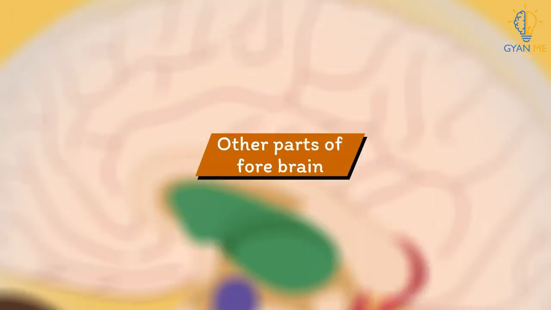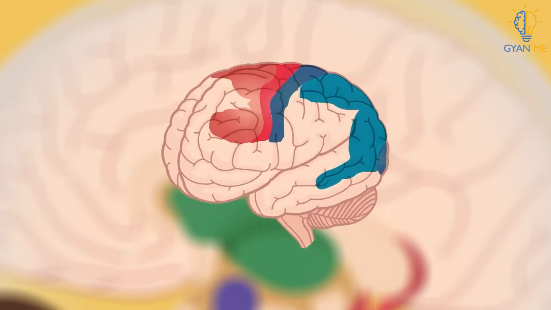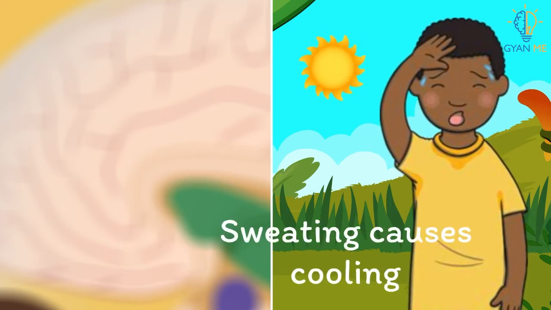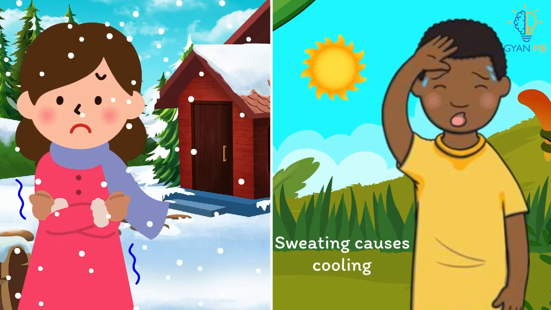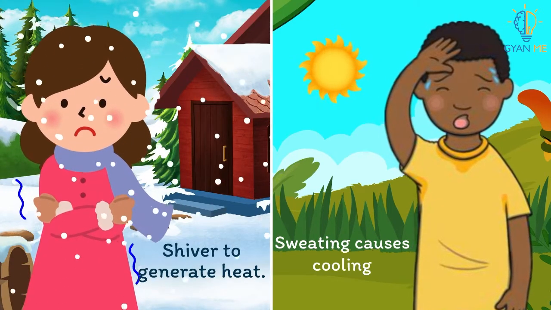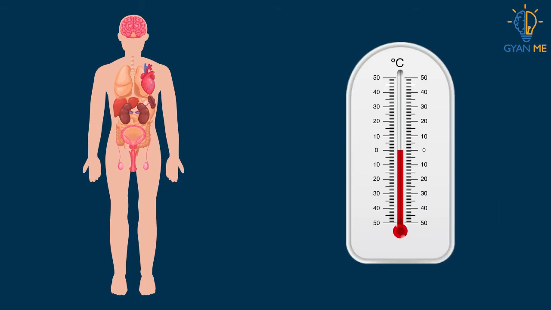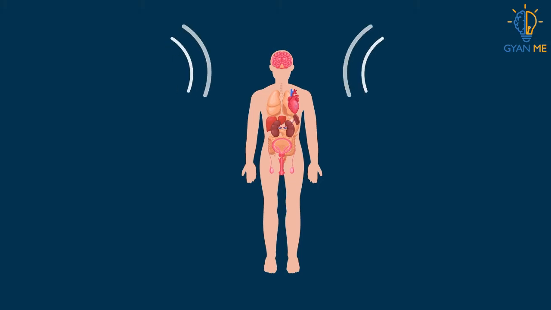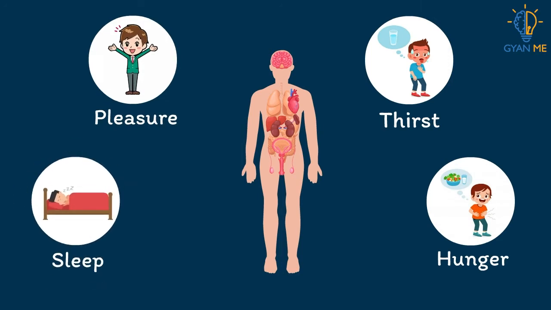Before we learn more about the other parts of forebrain, let's look at an interesting control mechanism of our brain. When it is hot outside, we sweat. This sweating causes cooling. On the contrary, when it is cold, we shiver to generate heat. Our body acts as a thermostat to maintain a constant body temperature. Similarly, our body gives us signals for responses such as thirst, hunger, pleasure, sleep, and many more.